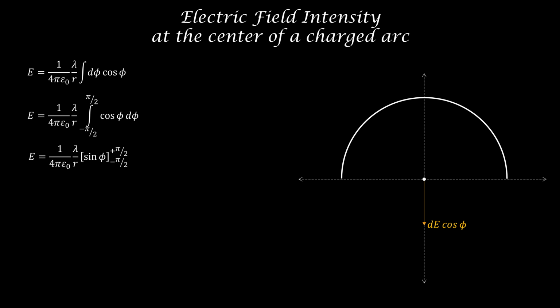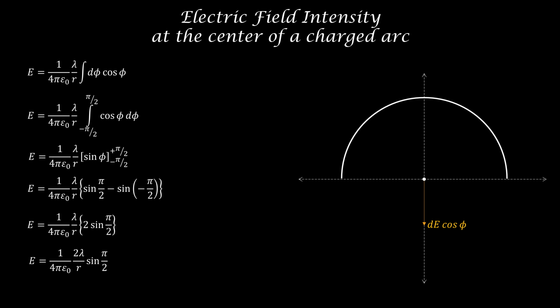Integration of cosine phi is sine phi. Evaluating the limits, we get 2 sine pi by 2 after integrating cosine phi d phi and putting the limit values. This is our final result, which we must remember while solving problems.